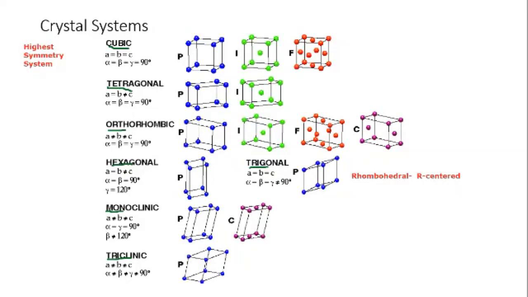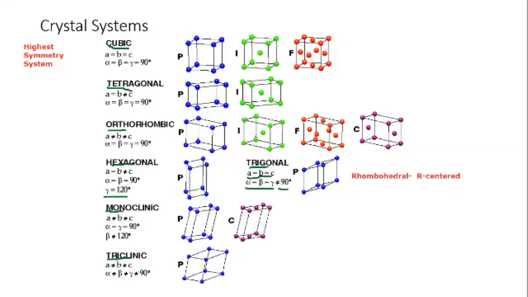With hexagonal, again, we have A equal B, not equal to C, but you notice that one of the angles, gamma, is equal to 120. So the difference between hexagonal and tetragonal is that for tetragonal, all the angles equal 90, but for hexagonal, gamma equals 120. And then for trigonal, trigonal is similar to cubic in that the lengths are all the same, A equals B equals C, but you'll notice that the angles are all the same but don't equal 90 degrees, whereas in cubic, the angles all equal 90 degrees.